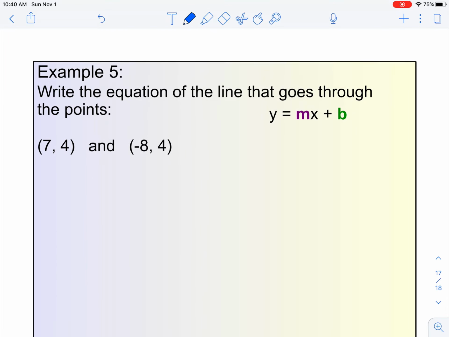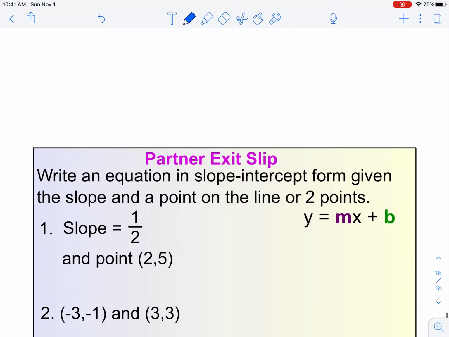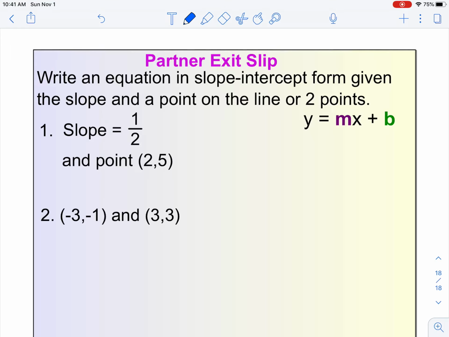There is an additional example here. I'm going to leave that for now, but you can certainly check the notes. Go ahead and give it a try, and then check the notes to see if you did it correctly. And then the last thing we are going to do is an exit slip. In class, yes, we'd use a partner, okay? But if you're watching this video at home, obviously you might not have a partner. So see if you can write an equation in slope-intercept form given the slope and a point on the line, or 2 points. So these are the 2 skills we learned today. So go ahead and try these 2 skills and then check the notes to see if you got them correct.